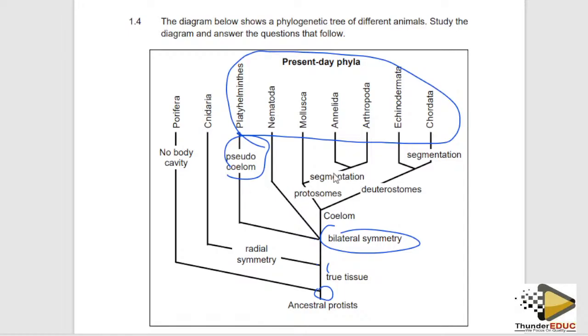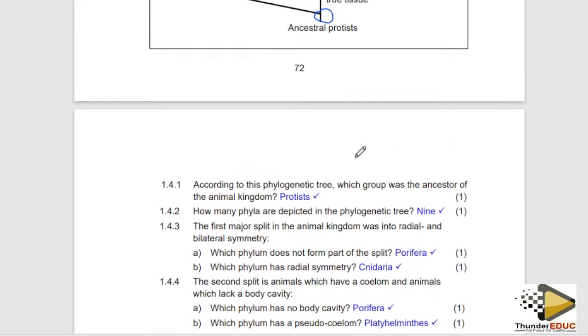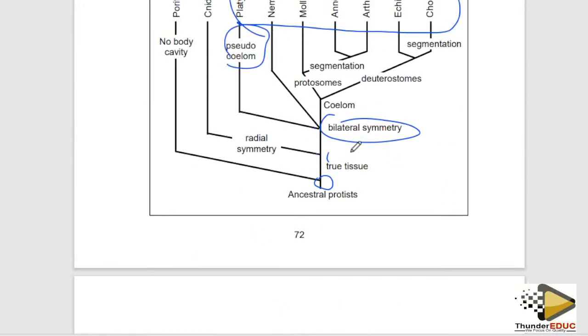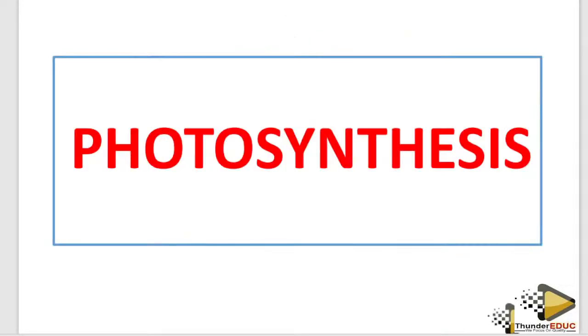So that's why you don't need to cram. You need to understand. So go and watch the Thundereduc or B. Saidi channel. You'll find those videos. But for now, know how to use the phylogenetic tree. Yeah, the next question is about photosynthesis.